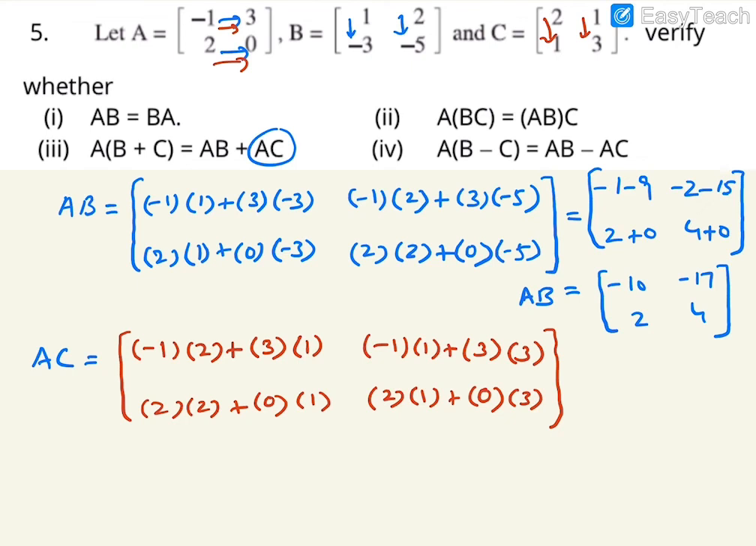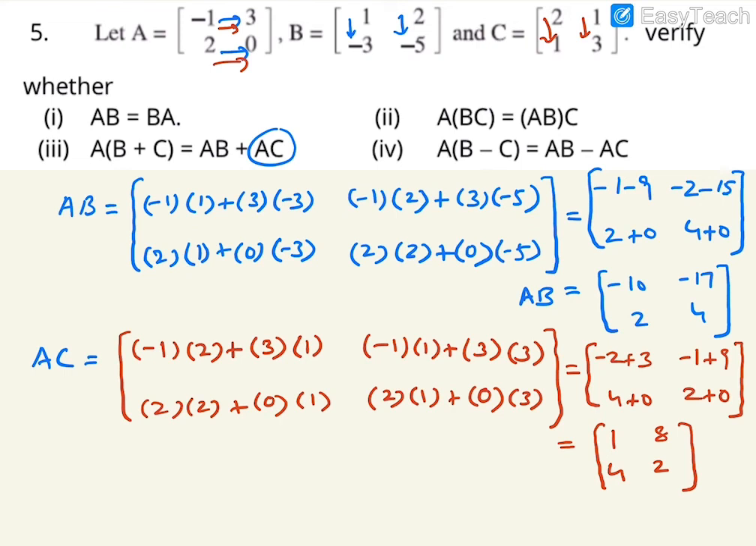So what we will get: this will be minus 2 plus 3, minus 1 plus 9, 4 plus 0 and 2 plus 0. So 1, 8, 4 and 2. This is our AC. But we need AB plus AC. So this is AB and this is AC.